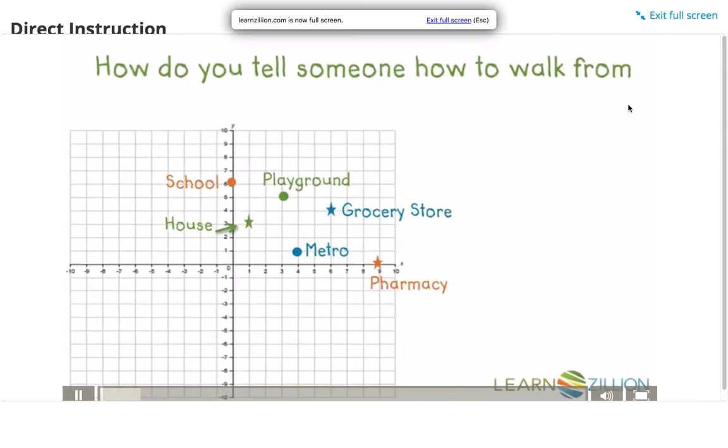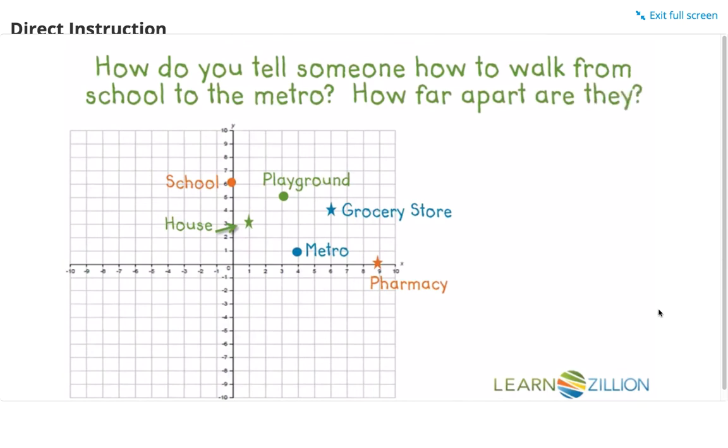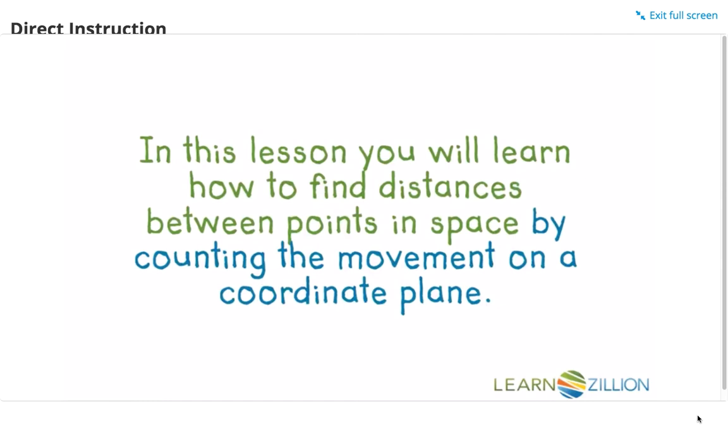How do you tell someone how to walk from school to the metro? How far apart are they? Looking on the map, I can see that the school and the metro are pretty far apart, but knowing that doesn't tell me how to get from one to the other, and it also doesn't tell me exactly the distance between the two. In this lesson, you will learn how to find distances between points in space by counting the movement on a coordinate plane.